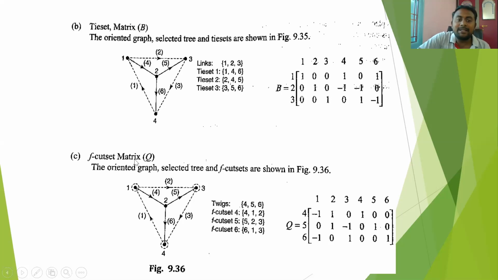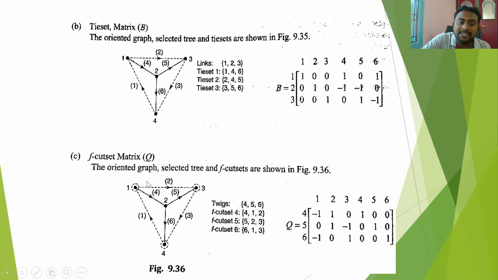Similarly, the fundamental cut set matrix. The number of cut sets is equal to the number of twigs. For each cut, we have only one twig and some number of links, without forming a closed path. For the first cut set, it is associated with 1, 4, 2. So this is my first cut set. The second cut set is 5, 2, 3. So this is my second cut set. The third cut set is 6, 1, 3. This is my third cut set.